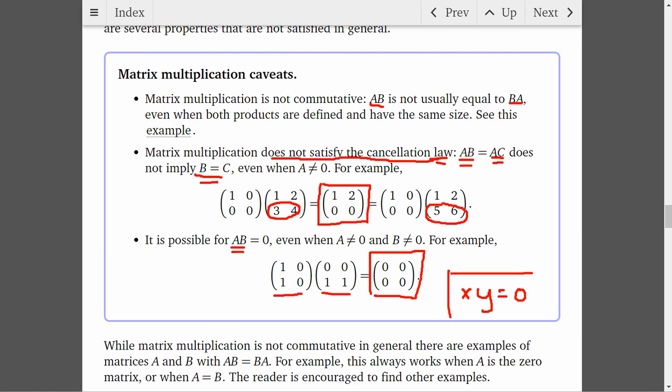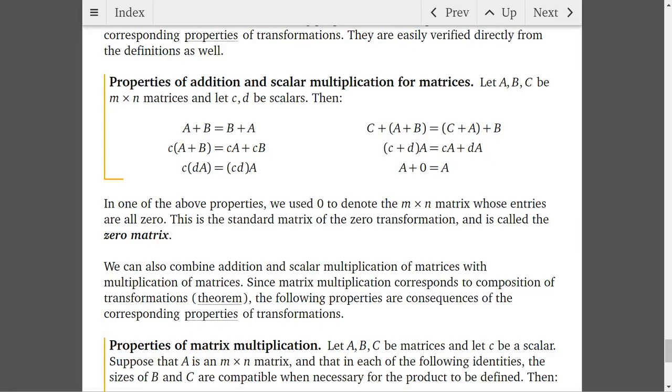These properties of real numbers, like the commutativity of multiplication and the cancellation law and the zero product property, they're fine for real numbers, but arithmetic with matrices doesn't work that way necessarily. And as always, I'm going to caution you to read this section very carefully.